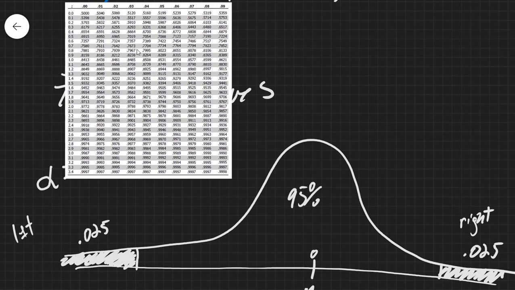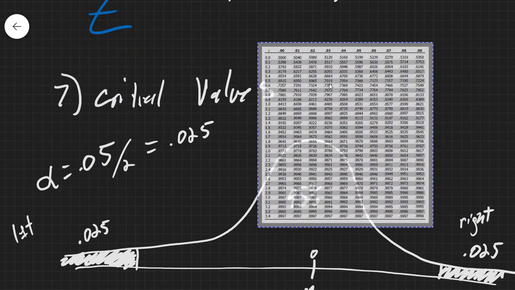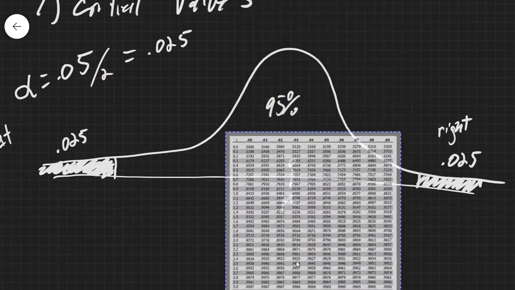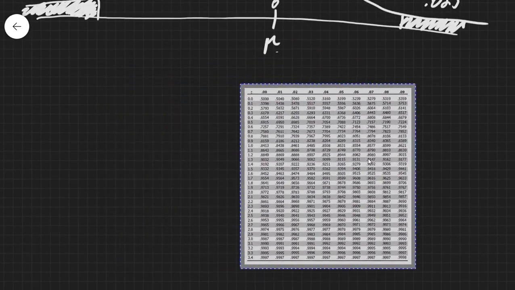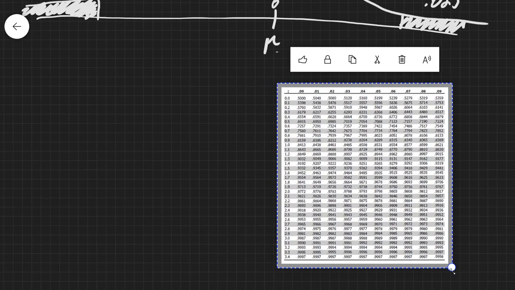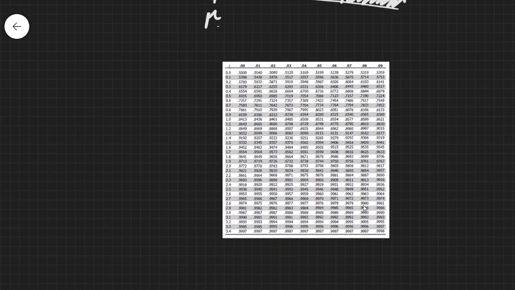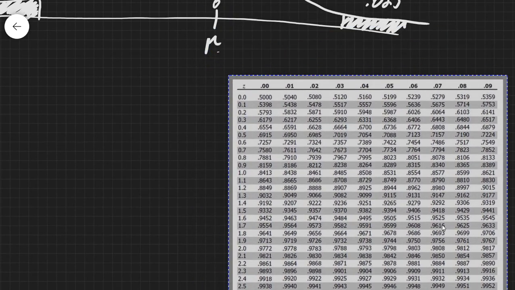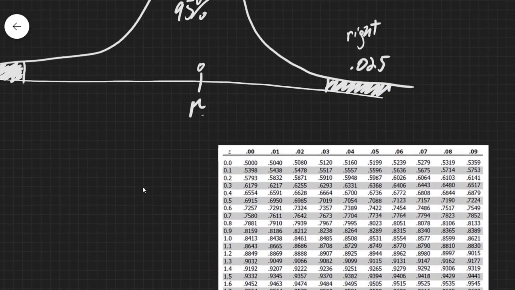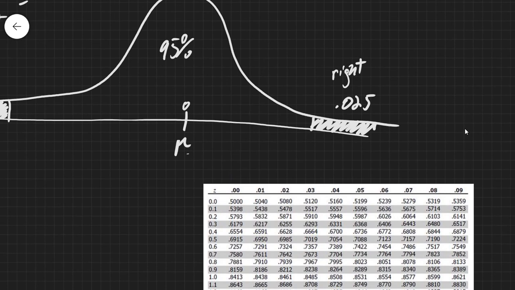The next thing we need to do is open up a table. Here is our z table. This is a positive z table, it is the right side of z. It's all the numbers on the right side, so they're positive as opposed to negative. I'll try to make it a little bigger for you.